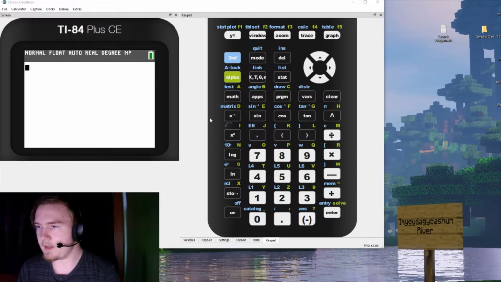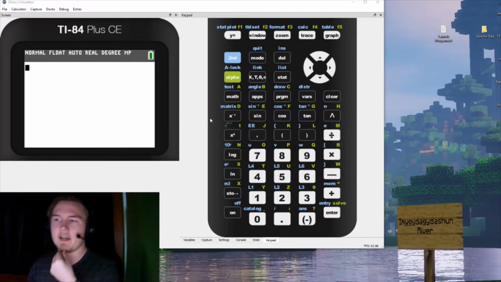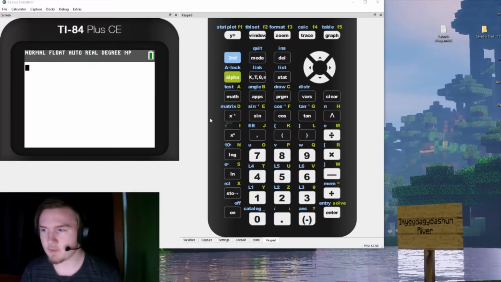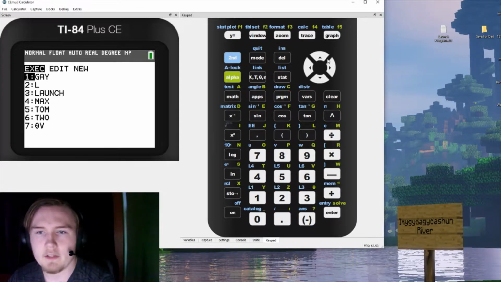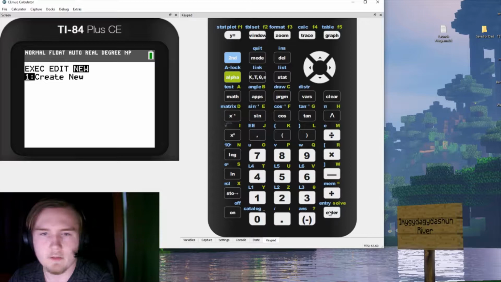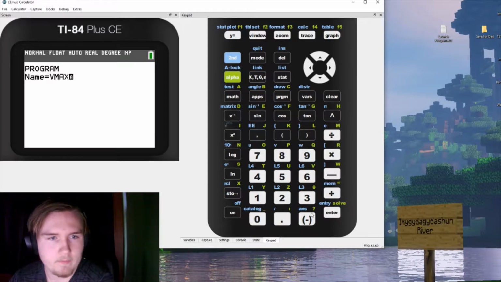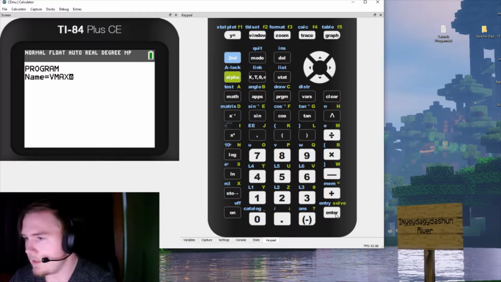People who do not have the TI-84 Plus CE, the color one, are going to need to pay extra attention, because every time that there is a wait command, you need to put in pause instead of wait, and I'll show that off.